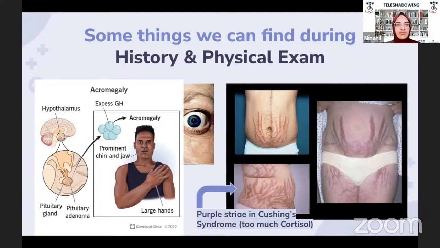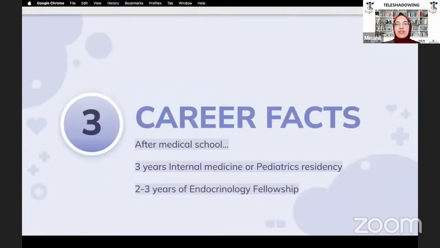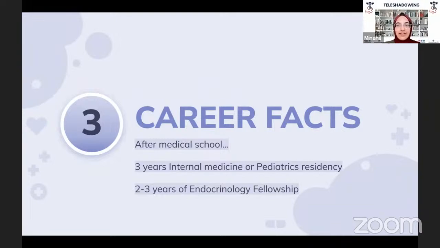All right, next slide. Yes. So now let's talk a little bit about career facts in terms of endocrinology, how you would become an endocrinologist if any of this interested you. After medical school, you would pursue 3 years of an internal medicine or pediatrics residency. You can be either a pediatric endocrinologist or an adult endocrinologist. There are other ways to also get involved with endocrinology.